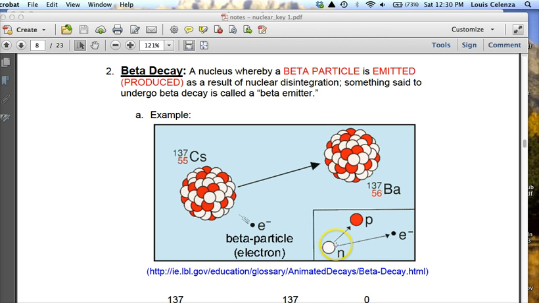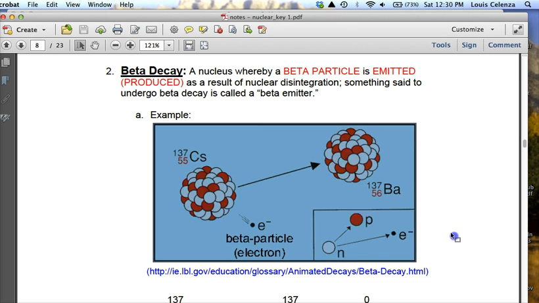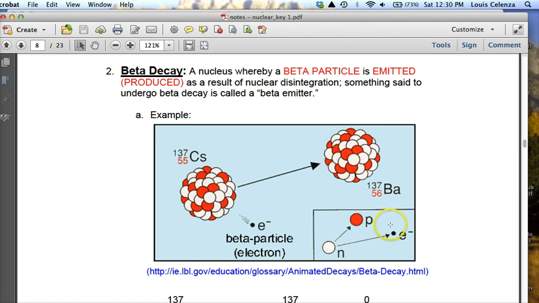Yes, a neutron is not a single particle. A neutron is actually two particles stuck together. In essence, it is a proton and an electron stuck together. So when you put a positively charged proton and a negatively charged electron together, they form a neutral neutron. So a neutron is actually these two particles stuck together. So what happens during beta decay is that one of the neutrons in the nucleus splits into a proton and an electron. And this electron that is given off is the beta particle. So it is shot out of the nucleus.